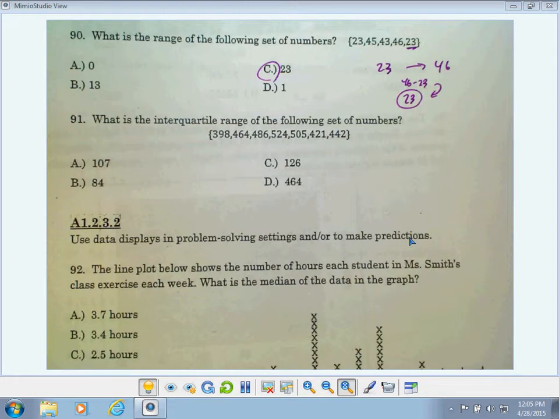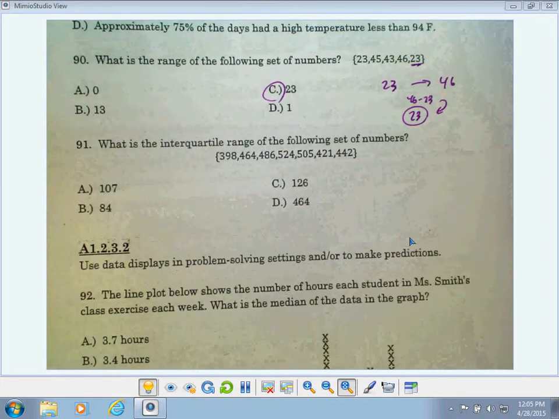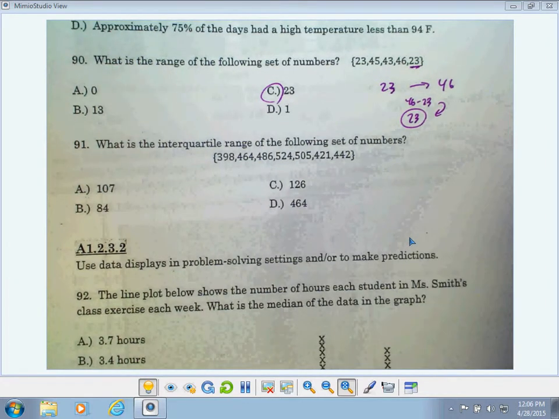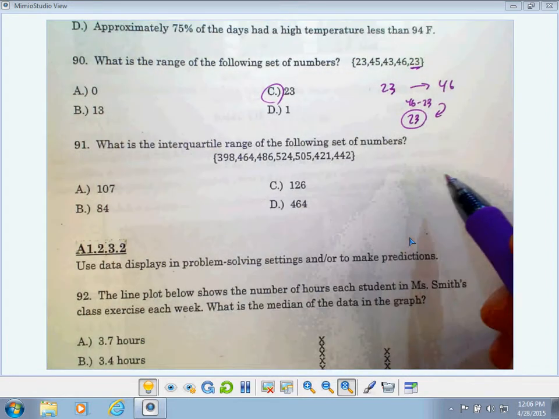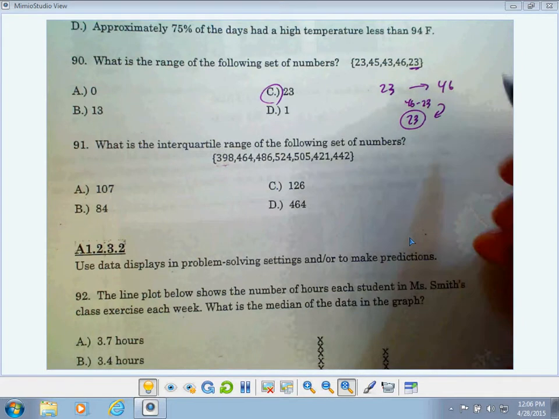This is the solution video for numbers 91 through 106 of the Keystone review packet. So we start with interquartile range, and the rest of this packet is going to be on central tendency. So you're going to see a lot of these kinds of questions. With interquartile range, it's basically like you're making a box and whisker plot. You'll need to start from the lowest number and make them go in order from least to greatest.